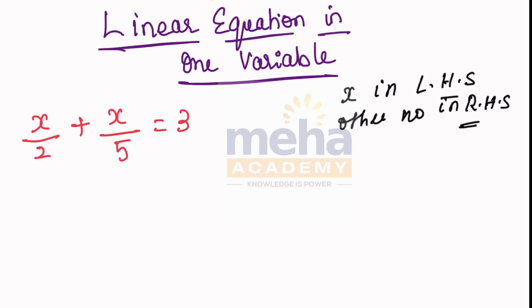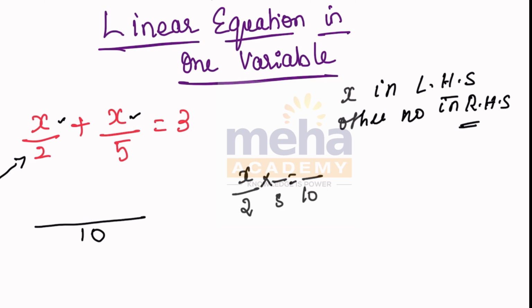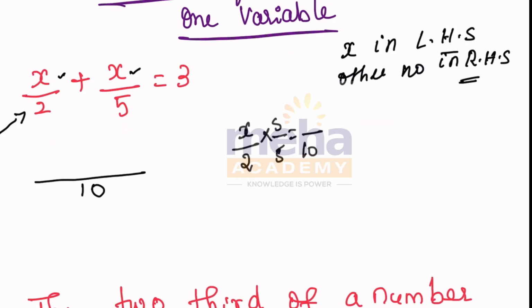It says x over 2 plus x over 5 is equal to 3. X is already in the LHS side. But whenever you have a fraction number, then we have to simplify it and bring it to a single fraction. So for simplifying this, we use LCM. So LCM for this is 5 2s are 10. So the first expression, I have a denominator 2, I have to make it as 10. So I multiply the numerator and denominator with 5.